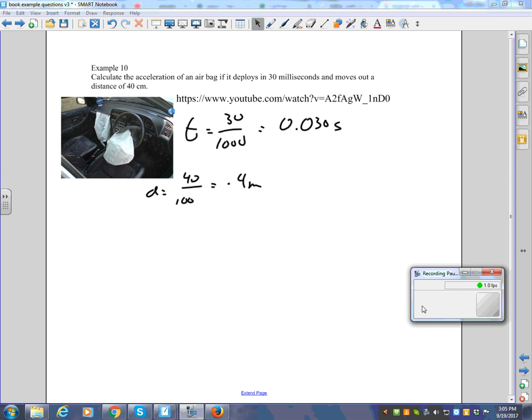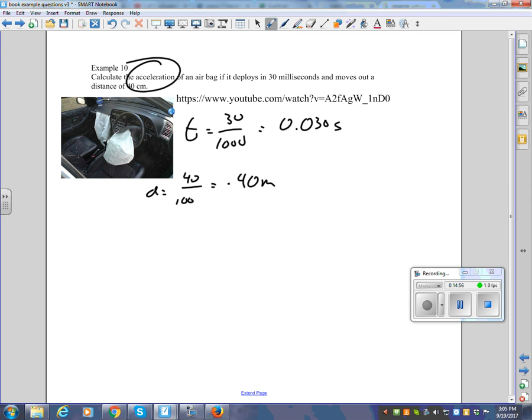Right? 40 divided by 100. So that's going to be 0.4 meters. We want to know the acceleration. We're solving for A. Which one has A, T, and D in it? The one where time is squared. We're missing one. It's okay.